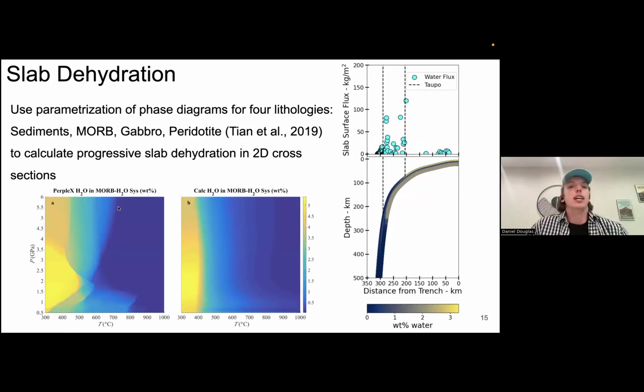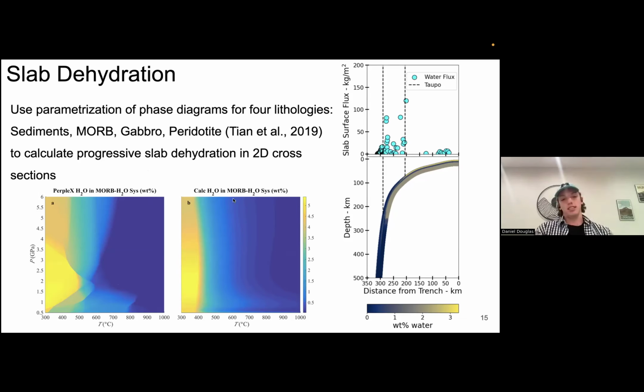And then the last thing we're going to talk about is the dehydration patterns. We're using a parametrization of phase diagrams for 4 different lithologies to estimate devolatilization of water. These lithologies are sediment, mid-ocean ridge basalt, gabbro, and peridotite, and we're using phase diagrams from a paper by Tian et al. 2019. I'm showing an example of what those parametrized diagrams look like. This is the actual Perple_X output for a mid-ocean ridge basalt, and this is the parametrized phase diagram that they came up with. So we're using this one.